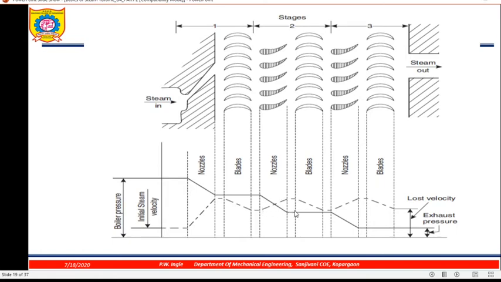Again in the moving blade, velocity reduces, because it will absorb the velocity, but pressure remains constant. So here you see, sorry, here pressure reduces, here also pressure reduces, and here also pressure reduces. Means what? You are doing compounding for pressure. That's why it is known as pressure compounding.